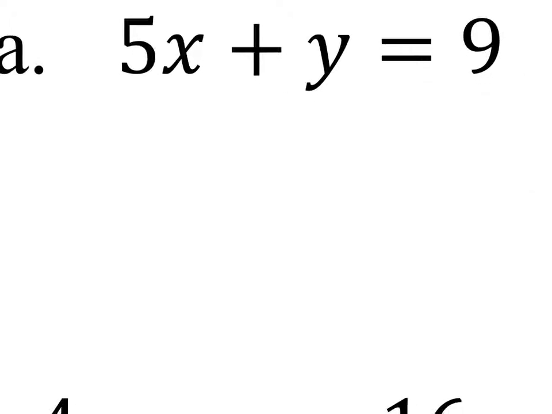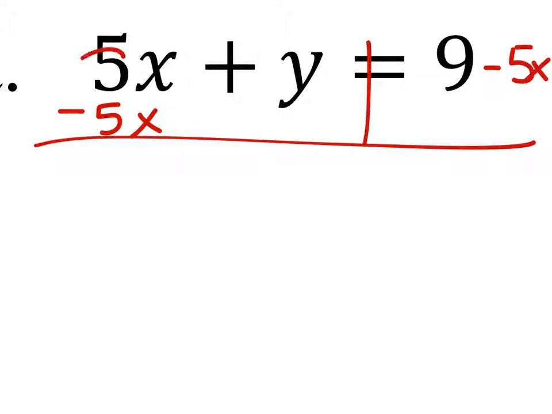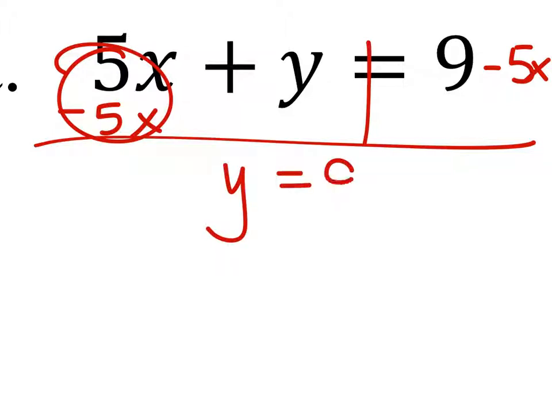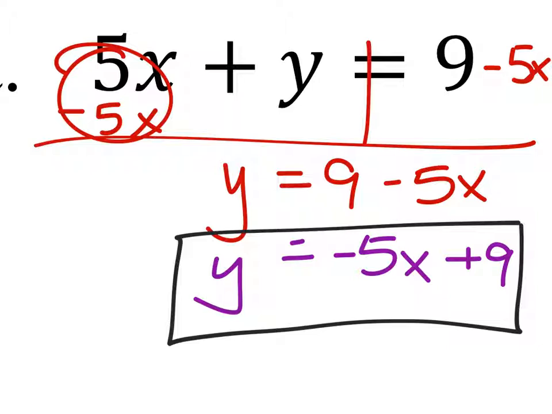Here we go. What I will do first is subtract 5x from both sides, because we want y equals some stuff. Now this becomes a 0, and I've got y equals 9 minus 5x. So I have two terms, 9 and negative 5x. If I switch these, negative 5x and then positive 9, equals y, that's slope-intercept form. Now again, it's important to recognize which of these is our y-intercept. We could graph that and then use the slope to figure out where the other points on the line are.